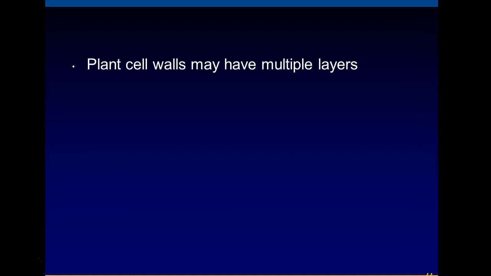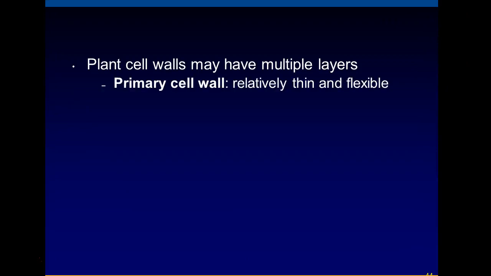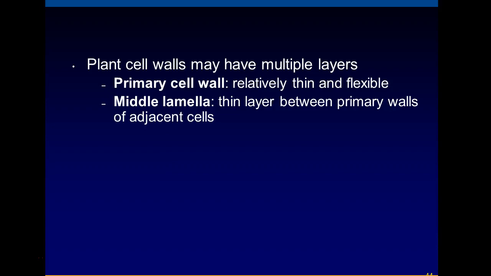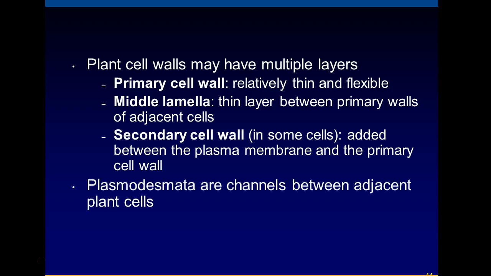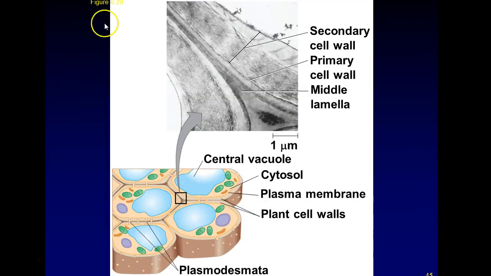The plant cell walls may have multiple layers. We have the primary cell wall, which is relatively thin and flexible. We have a middle lamella, a thin layer between primary walls of adjacent cells. And you have a secondary cell wall, only in some cells, added between the plasma membrane and the primary cell wall. I'm hoping that tomorrow, since you guys should be watching this Tuesday night, you will have the opportunity to see this. The plasmodesmata are channels between adjacent plant cells. So we're taking a look at the picture here. We have our secondary cell wall, our primary cell wall, and the middle lamella.